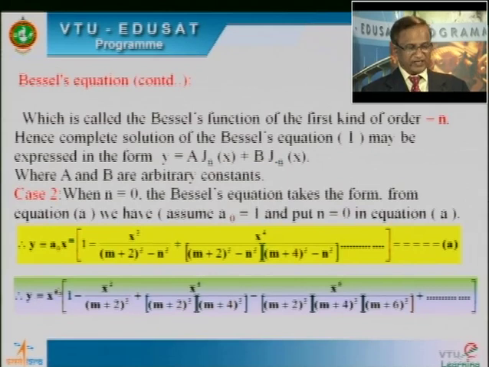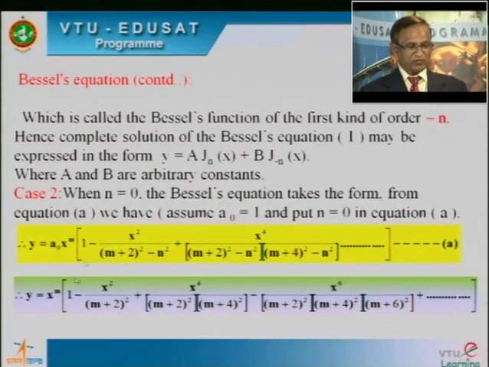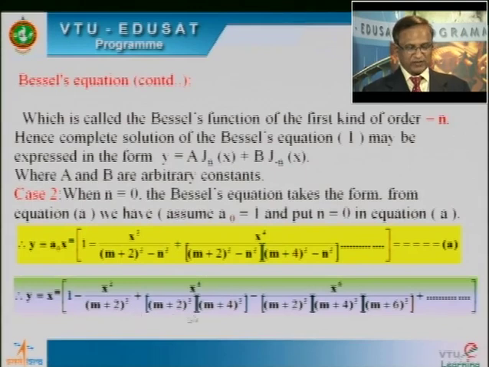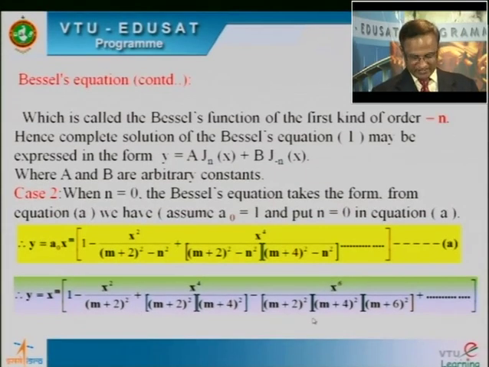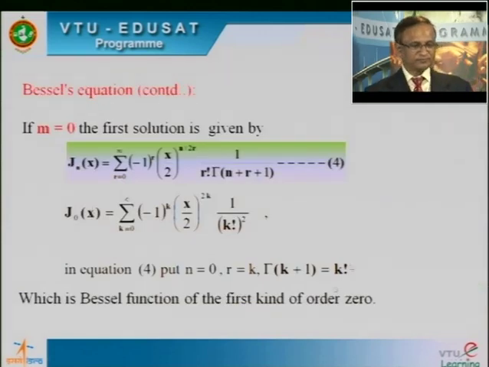Or you can, as I have mentioned, replace a naught by 1. So I hope you will get x to the power m, then 1 minus x square by (m+2) whole square and so on. You can rewrite in this form.